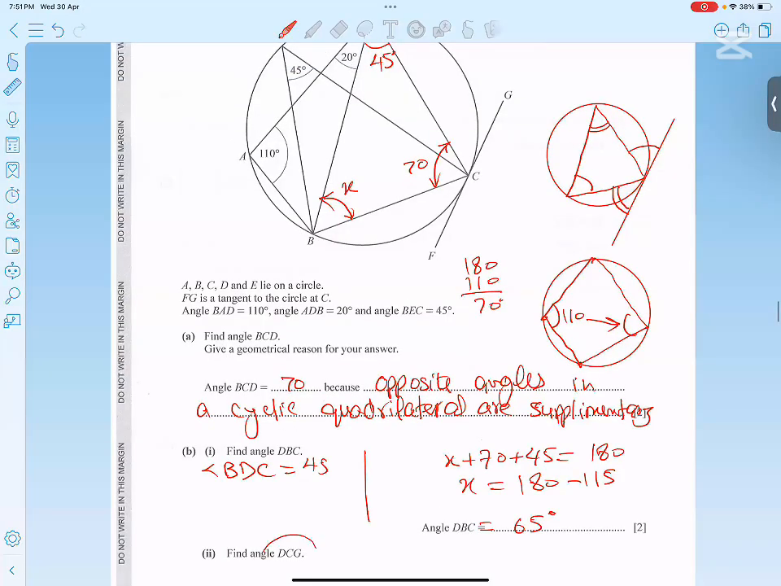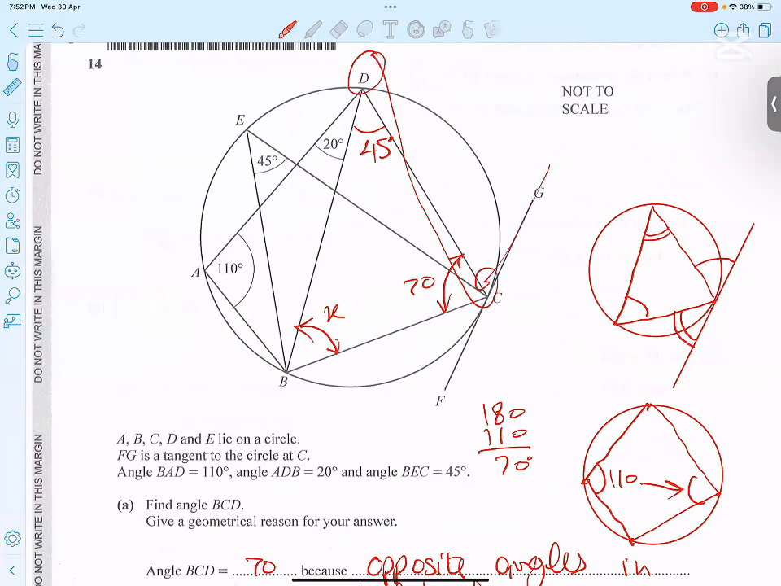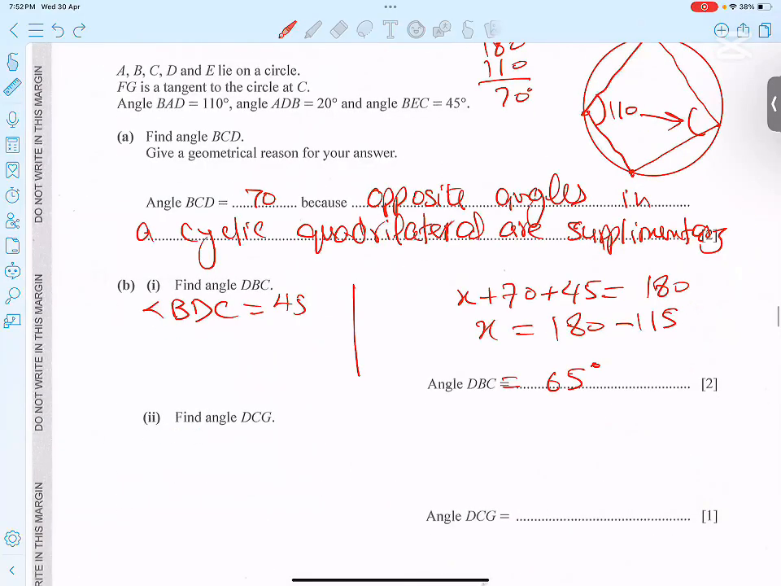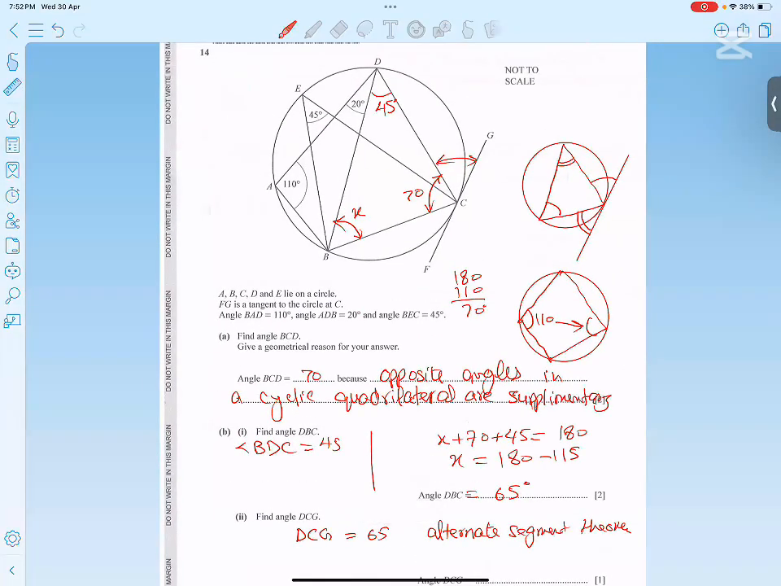Let's talk about the last one, DCG. Where's the DCG? So D is here, C is here, G is here. So this angle he's talking about. And as per this property, this angle is equal to that angle. And the next angle, I just got it. So what is the answer for it? So angle DCG is directly 65. And what is the reason? All this reason is not asked. Alternate segment theorem. So I hope the concept is clear and the question is completely over.